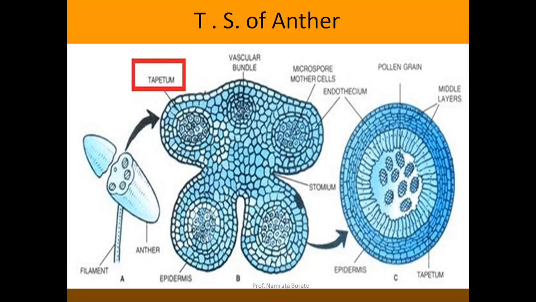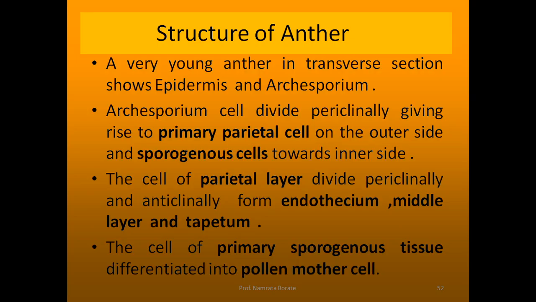So we will revise it again. A very young anther in transverse section shows epidermis and archesporium. Archesporial cells divide periclinally, giving rise to the primary parietal cell on the outer side and the sporogenous cell towards the inner side. The cells of the parietal layer divide periclinally and form endothecium, middle layer and tapetum.